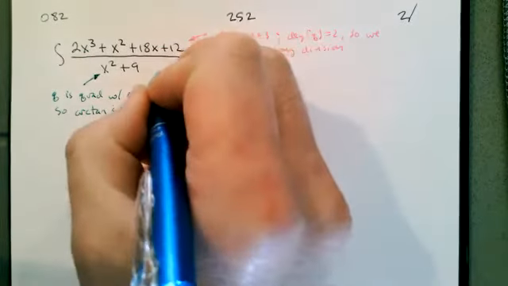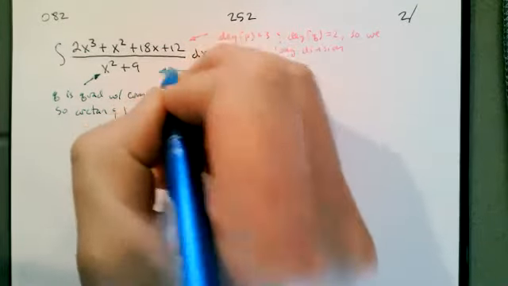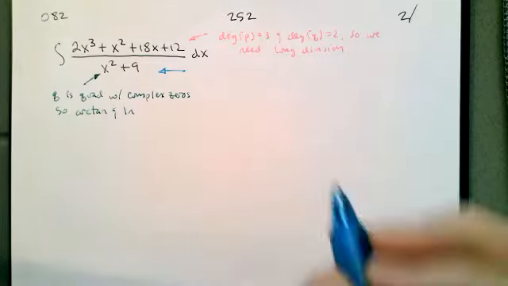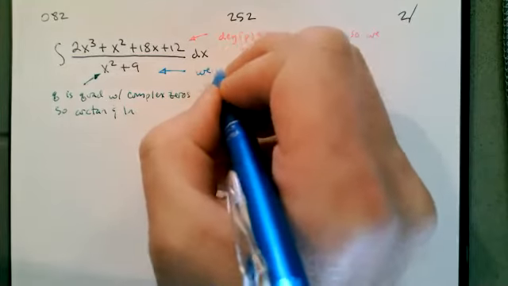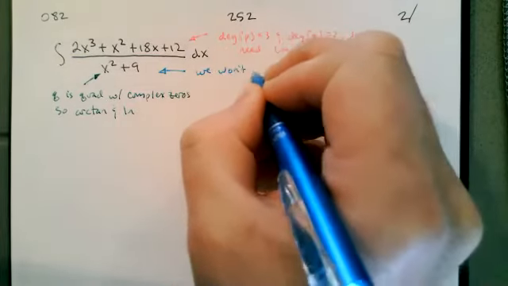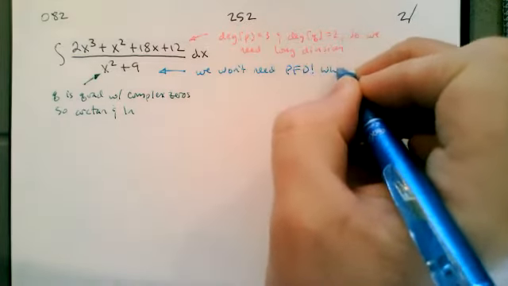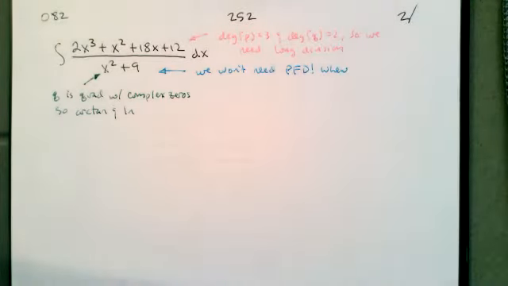But we also notice that the denominator is quadratic with complex zeros, and the degree is not 3 or more, so we won't need partial fraction decomposition. So the algebraic technique that we will need here is long division, because the degree of the numerator is greater than that of the denominator, so we need to divide.